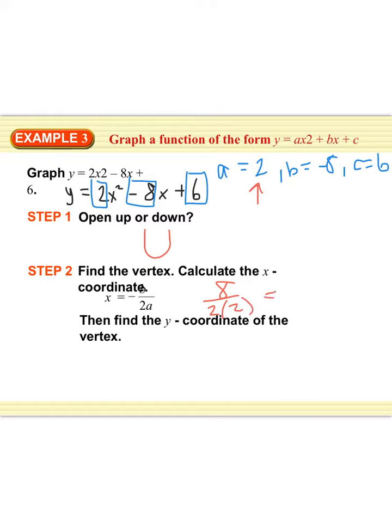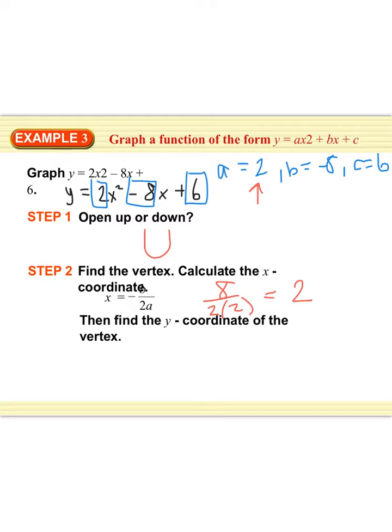So my x-coordinate will be 2, right? 8 divided by 4 is 2. Okay, so I have my x value, but now I need my y value, because we want an ordered pair as the vertex. So I have half of my ordered pair. I know my x, but I want to know my y.